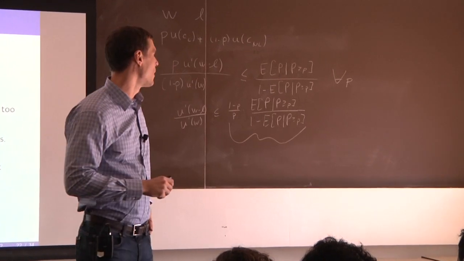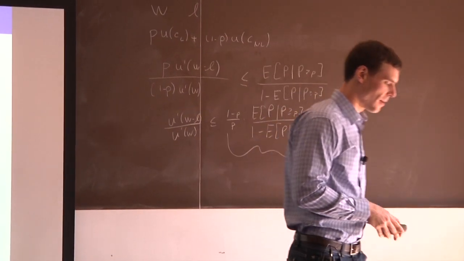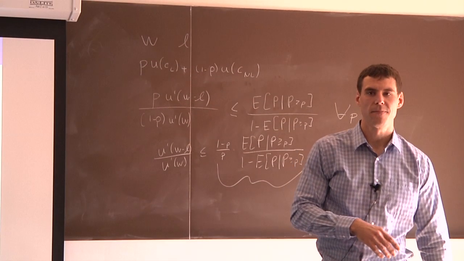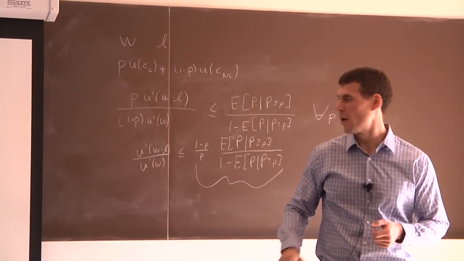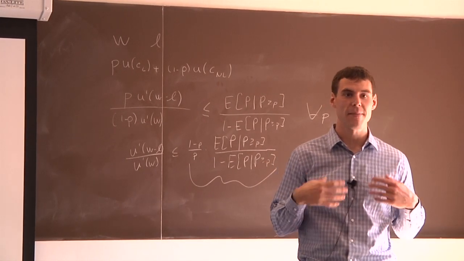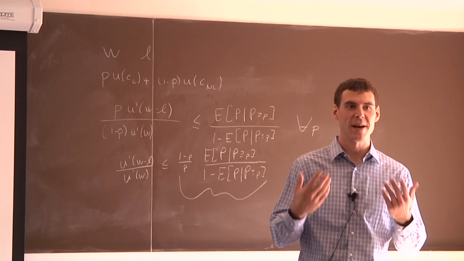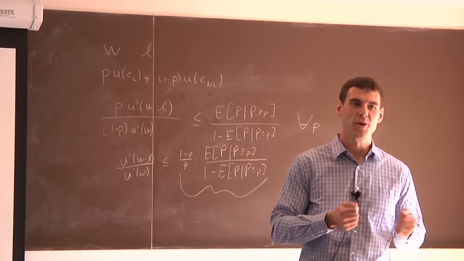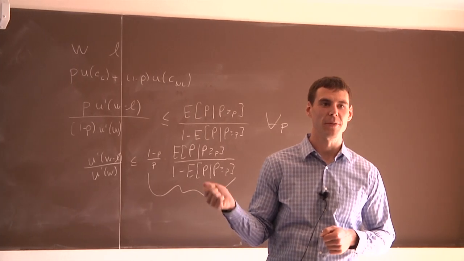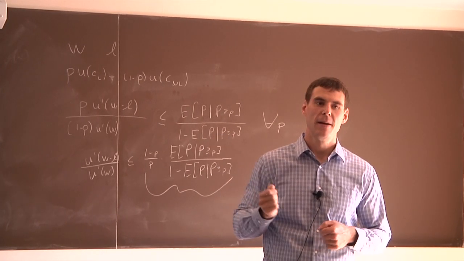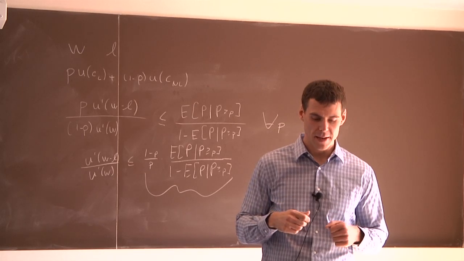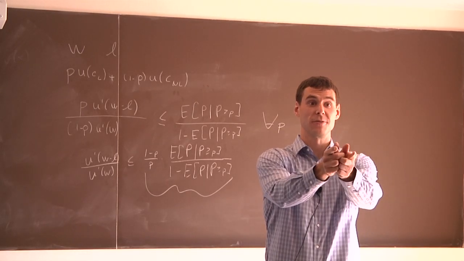So the condition is that. So let's walk through what this condition says. Let's imagine I'm an insurance company, and I'm going to try to sell you guys insurance. You all have different little p's, the probability with which that loss will occur. What this condition says is, okay, let me try to sell you an insurance policy.